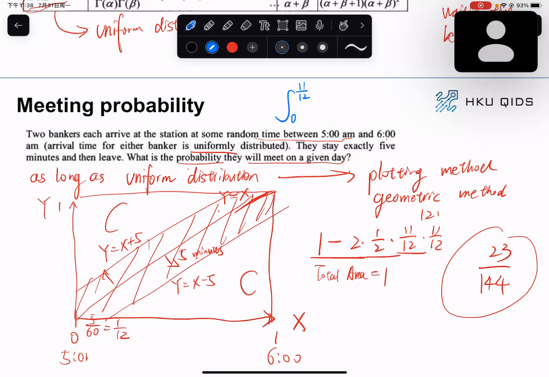And the distribution is just Y here, the X, and how about Y? So for them to meet up, it must be within... Oh, sorry. X is within 0 to 12, 11. And this is going to be X plus 5, X minus 5.